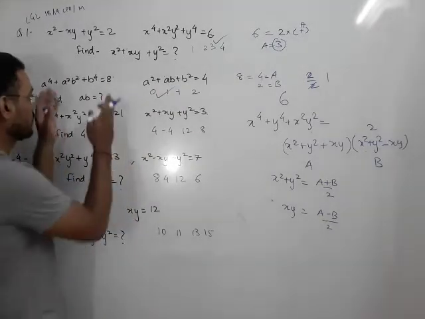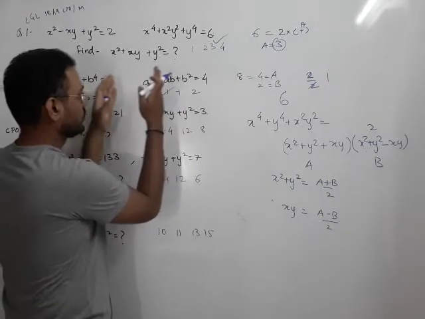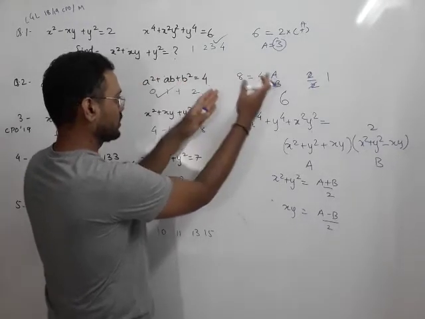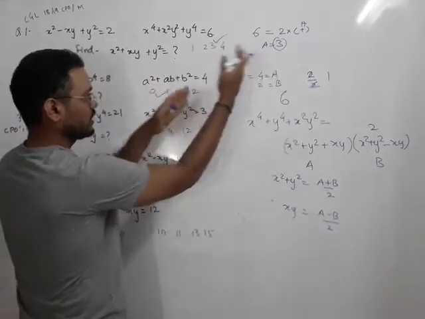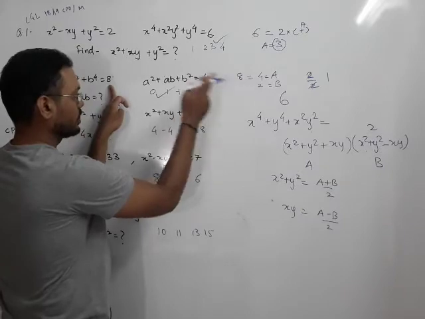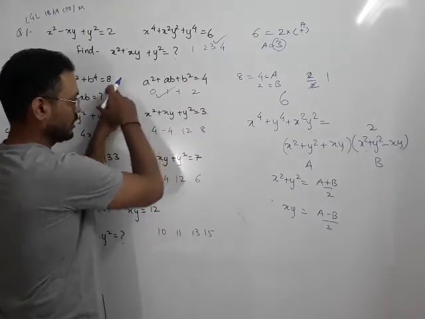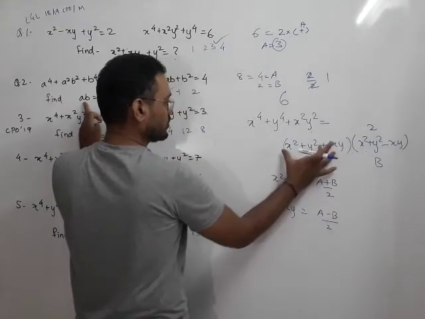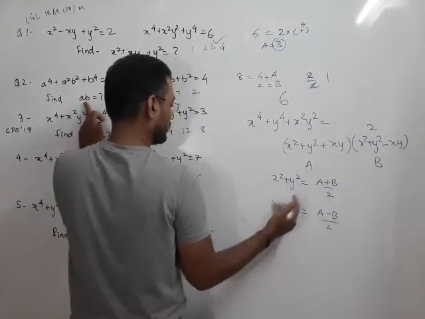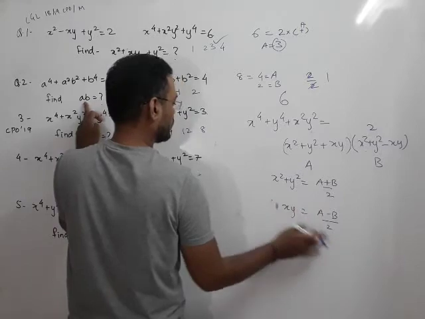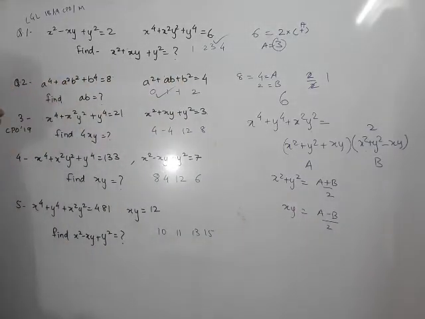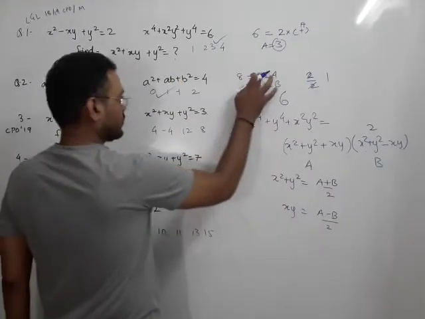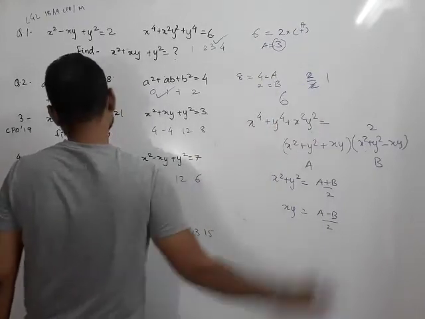Again I'll repeat, this combined term is equal to plus term into minus term. Plus term is 4, minus term will automatically be 2 because the product has to come as 8. Now I want xy. xy is given by what formula? A minus B by 2, because this minus this becomes twice of xy. So xy is A minus B by 2. So A minus B is 4 minus 2 upon 2, which is 2.